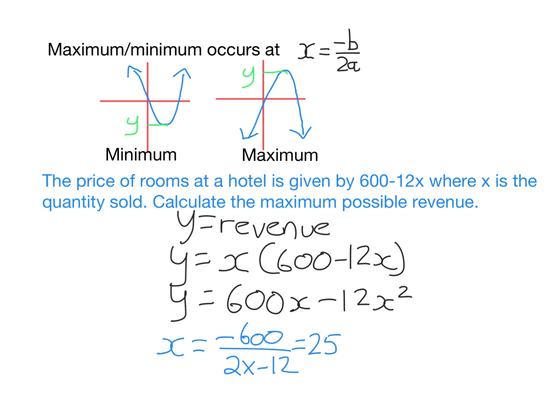What we found is the revenue will be maximized when 25 rooms are sold. So the revenue, if 25 rooms were sold, you just have 25 rooms. The price would be 600 minus 12 times 25. It'd be $300 per room. So the maximum possible revenue is $7,500, and we're done. All right, let's now look at circles.